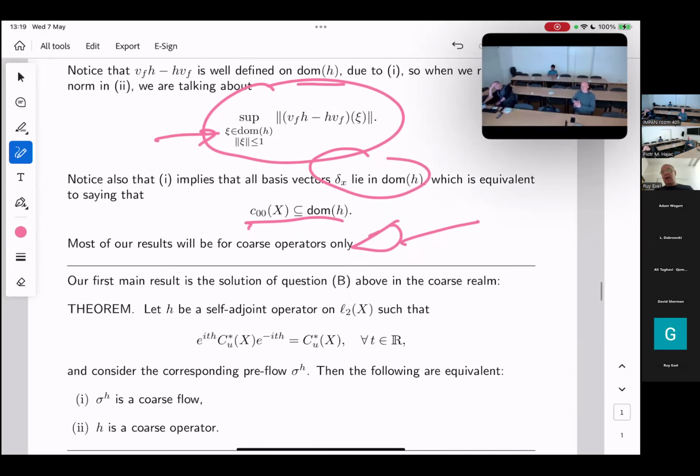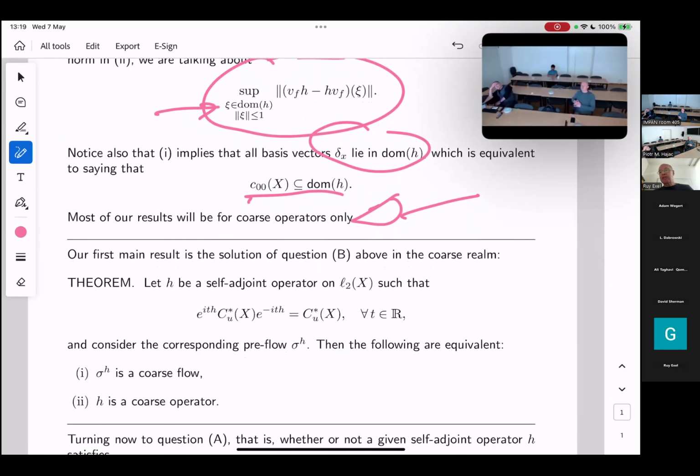So here is our first main result, which is the solution of question B. Remember, what was question B? Question B was that assuming that a self-adjoint operator H leaves the uniform algebra invariant, when is it a flow? So we are taking a self-adjoint operator and assuming that it induces a preflow. The following are equivalent: this preflow is actually a flow, and second, H is a coarse operator. So that's our answer to question B.